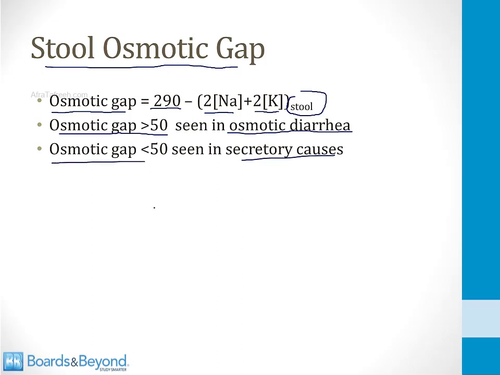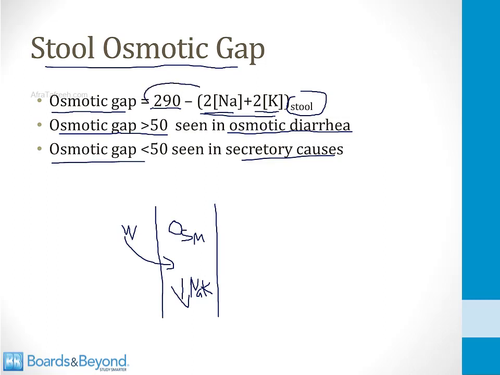The easiest way to understand this is to imagine the lumen of the GI tract and imagine that there is some osmole present in the lumen which is drawing water into the GI lumen. When the water is drawn in, it will dilute the concentration of sodium and potassium, making the sodium and potassium concentration in the stool very low. And since the osmotic gap is 290 minus 2 times the sodium plus 2 times the potassium concentration, this number will become very large in an osmotic diarrhea.